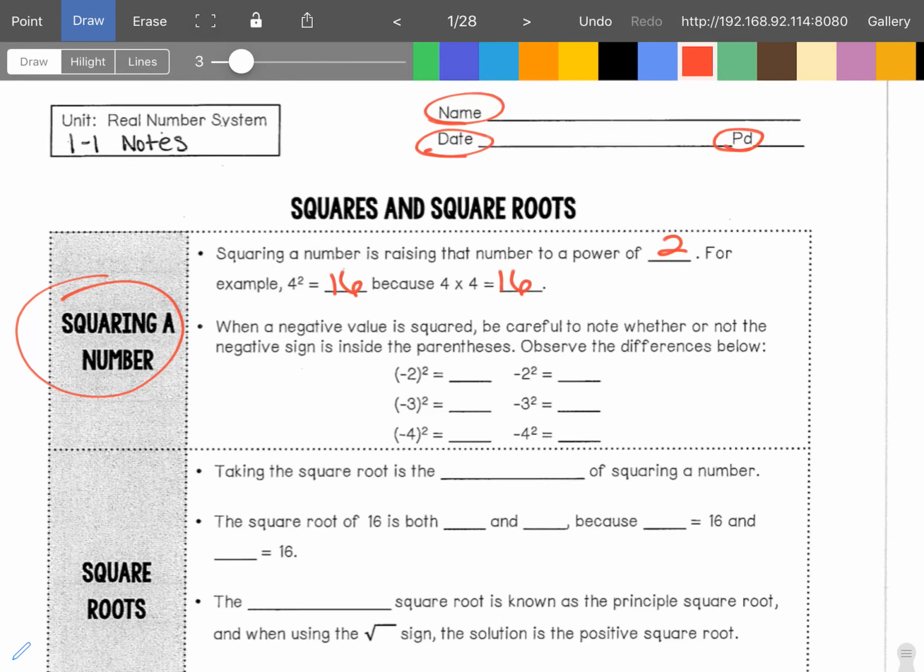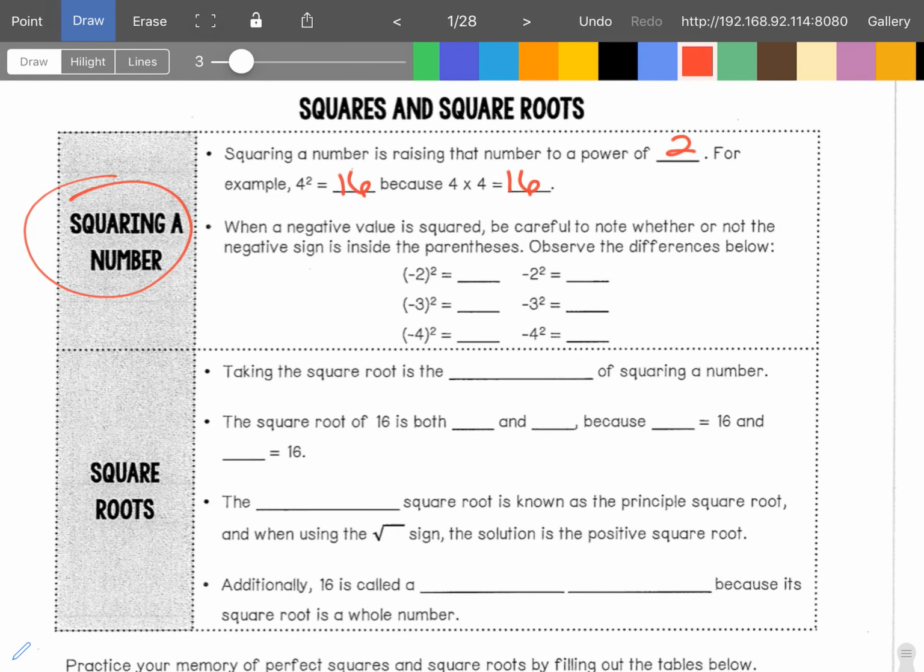When a negative value is squared, be careful to note whether or not the negative sign is inside the parentheses. Observe the differences below. So for example, right here, we have the negative 2 in the parentheses, which means we are going to square the negative 2. So we're going to write it like this, negative 2 times negative 2. Now, a negative times a negative is a positive, so negative 2 times negative 2 is going to be positive 4.